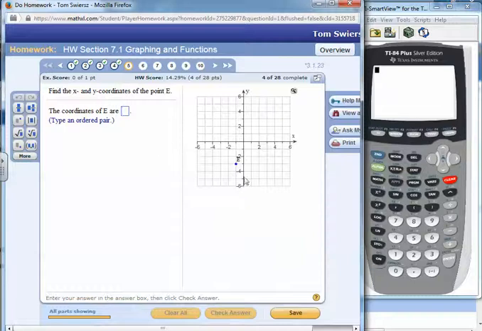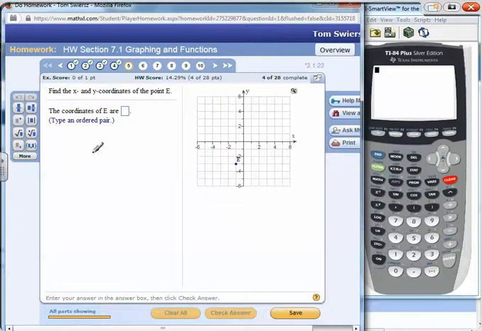Okay, the coordinates of point E. We're going over 1 unit to the left, right? So the x would be -1, because we're here on the x coordinate, right here is -1, right? And then it is down 1, 2, 3, right? Down 3, so it's -3, so the y would be -3. So it would be -1, comma, -3.